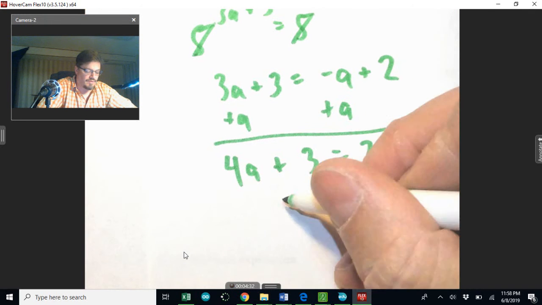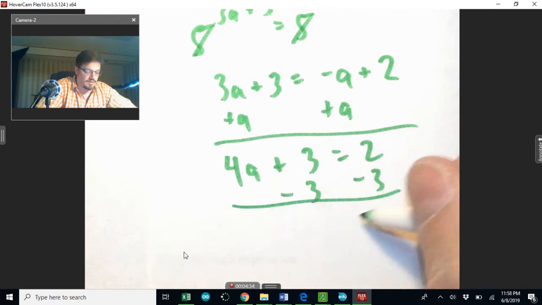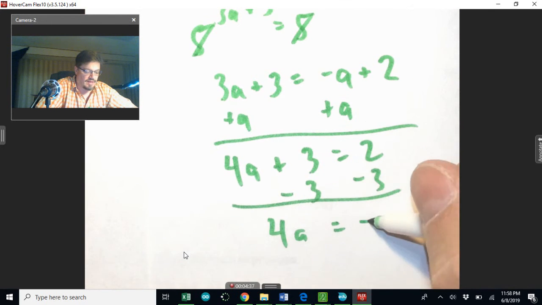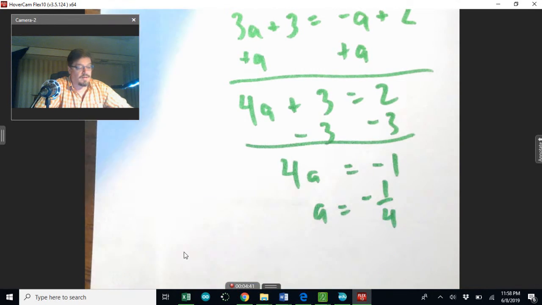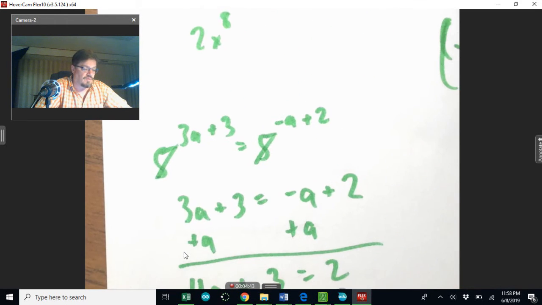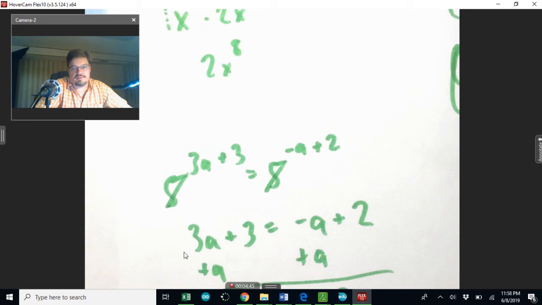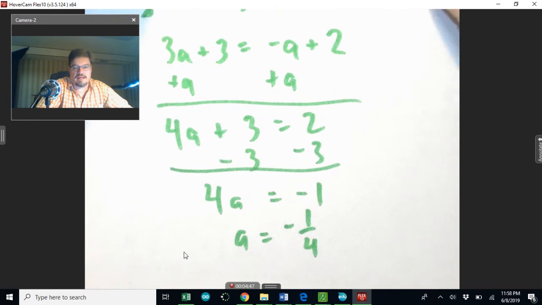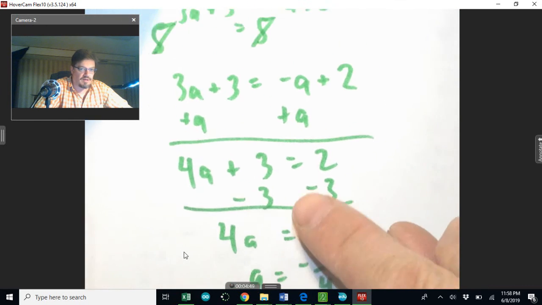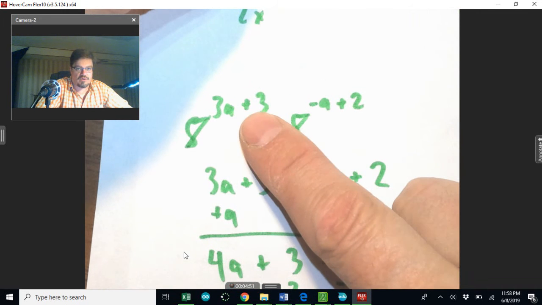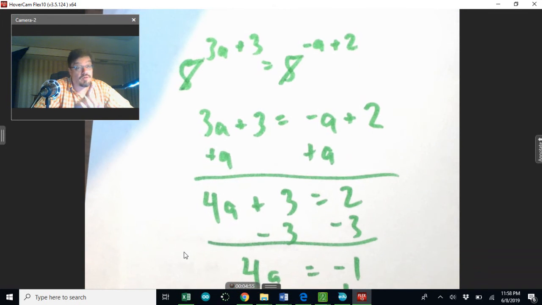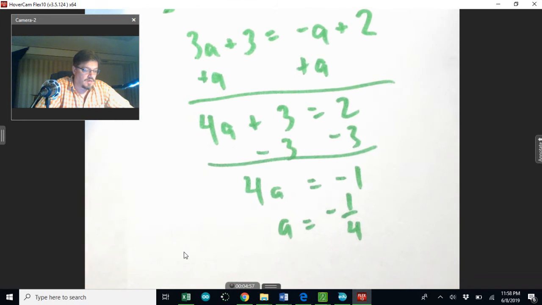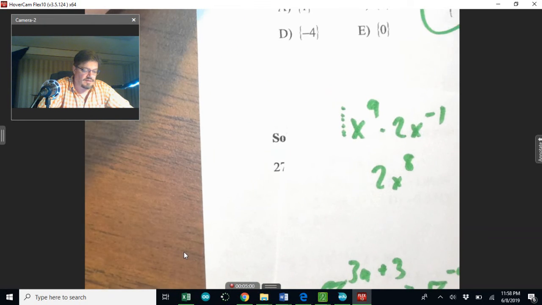Okay, and then we're going to move the 3 over to the other side. Get 4a equals negative 1. Going to divide both sides by 4. You get negative 1/4. Now what you want to do is plug it back in to make sure. No, actually you don't really have to. It's only with logs that you have to be careful. So negative 1/4 is our answer for C.